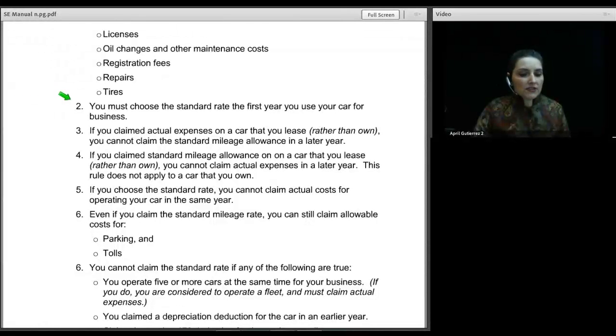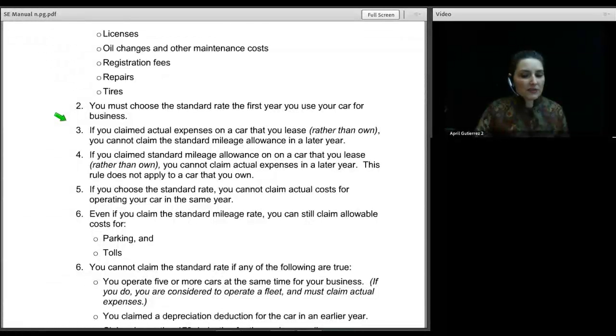You must choose the standard mileage rate the first year you use your car for business in most cases. The technical wording of it is, IRS says you cannot use the standard mileage rate in any year after you claimed actual expenses and a deduction for depreciation. But since we learned in our earlier class depreciation is technically mandatory, it means that you would have claimed actual expenses but not depreciation. If that was the case, you can switch to standard mileage, but of course, if anyone knew what they were doing, they would have claimed depreciation.